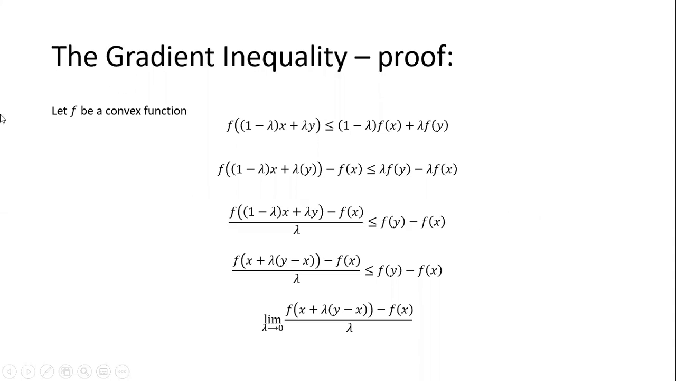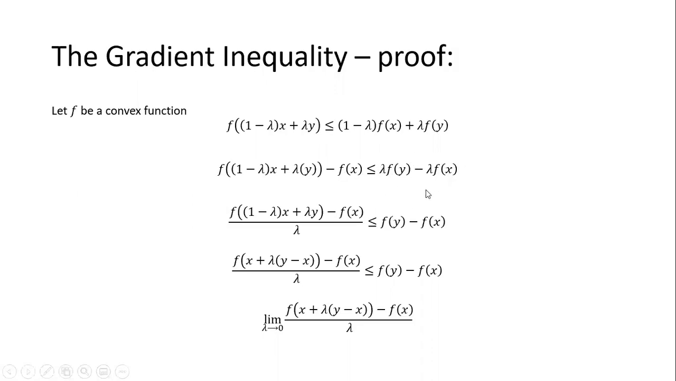Gradient inequality proof. Let f be a convex function. So by the convex inequality, we know that f((1 minus lambda)x plus lambda y) is less or equal to (1 minus lambda) f(x) plus lambda f(y). When opening those parentheses and moving f(x) to the other side of the inequality, we get that f((1 minus lambda)x plus lambda y) minus f(x) is less or equal to lambda f(y) minus lambda f(x).